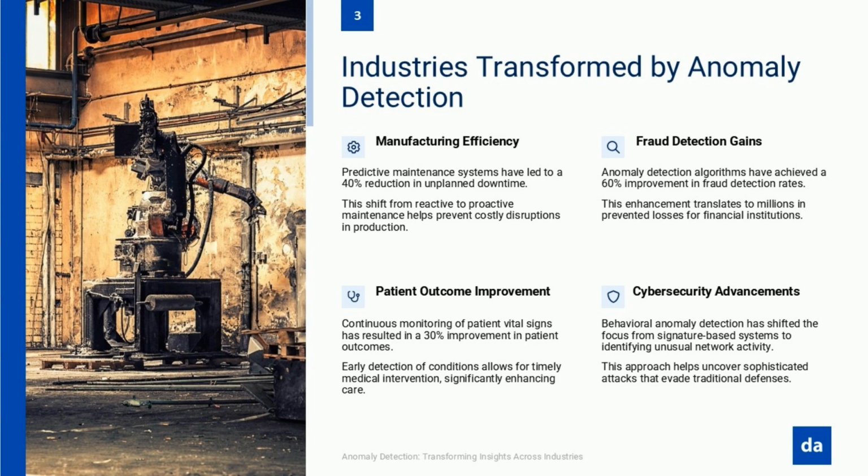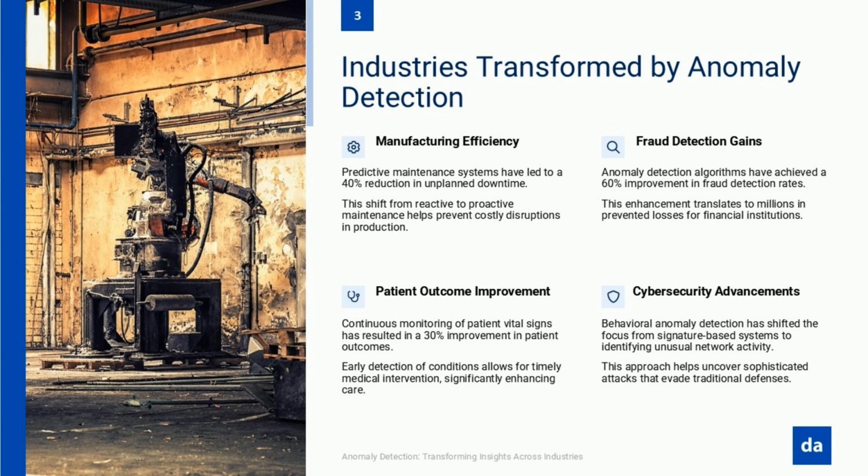Manufacturing facilities report not just the 40% reduction in unplanned downtime, but also extended equipment lifespans and optimized maintenance scheduling that reduces parts inventory costs. Financial institutions measuring the 60% improvement in fraud detection translate this into millions of dollars in prevented losses annually. Healthcare facilities see reduced lengths of stay and improved resource utilization alongside the 30% improvement in patient outcomes.